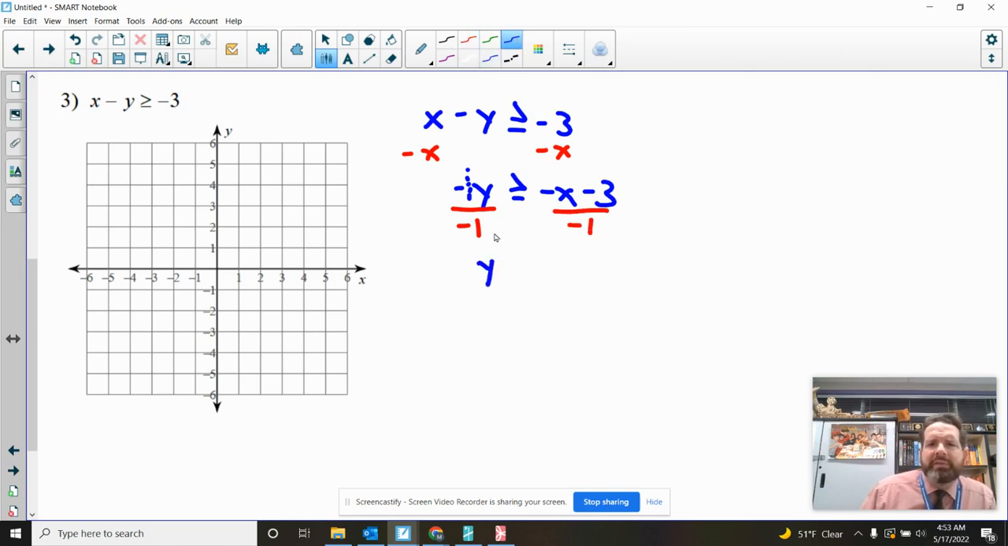Be mindful that because I divided by a negative number, the number down below is negative, change the direction of the inequality. Negative x divided by negative 1 is just x. Negative 3 divided by negative 1 is plus 3. Here's the inequality we're working with.